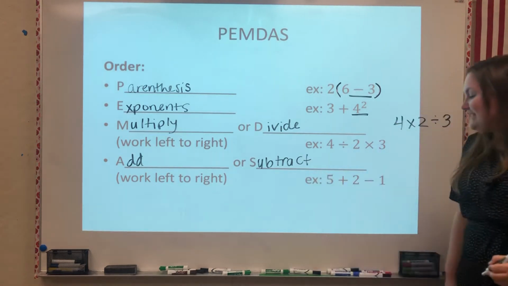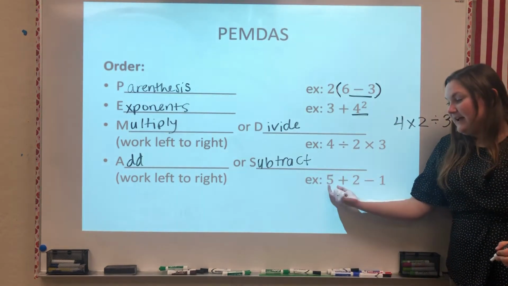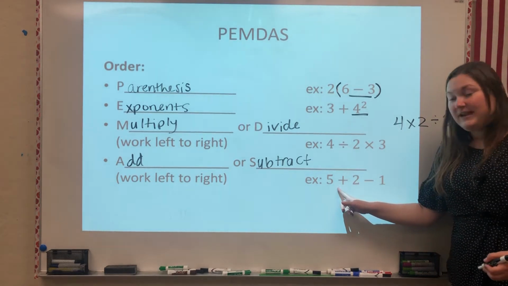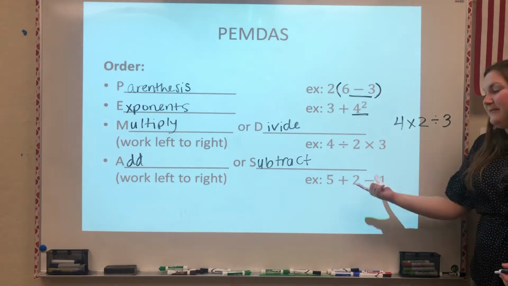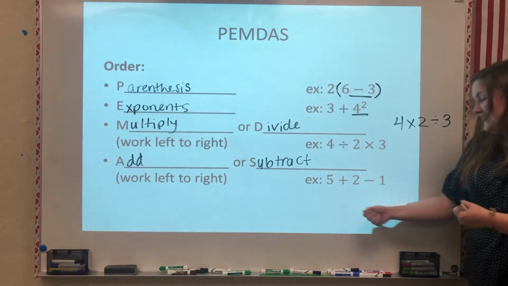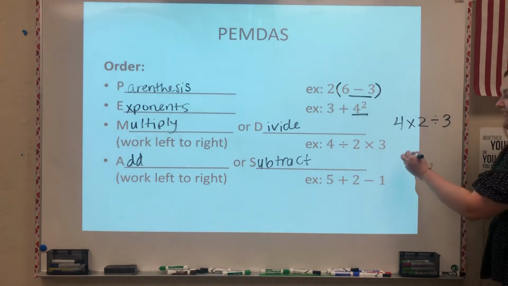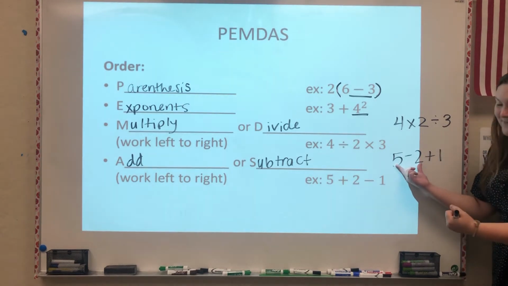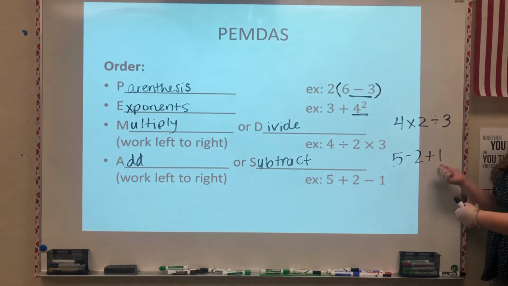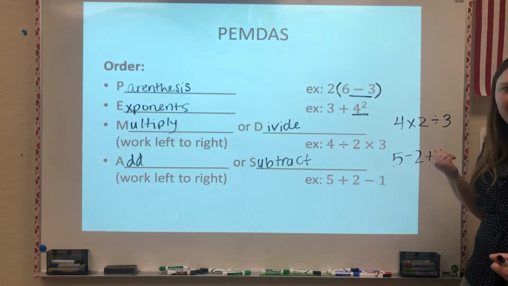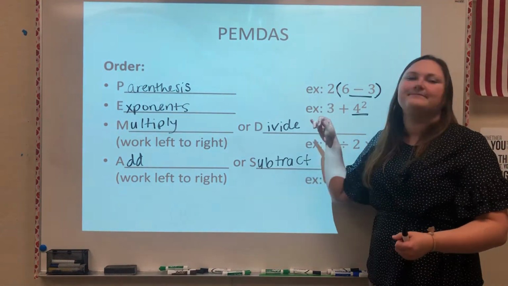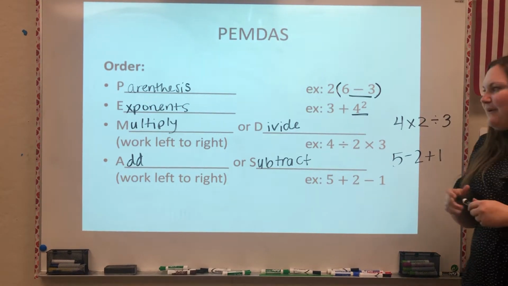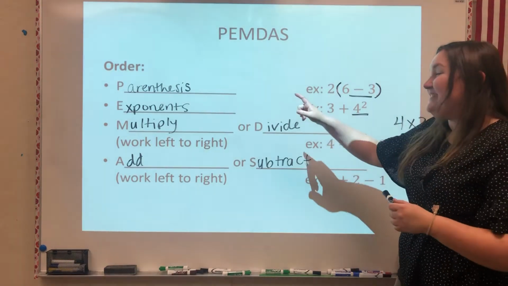It's the same idea in this problem here. If I'm going from left to right, the addition comes before the subtraction. So here I would start with addition, get my answer, and then subtract. If I had changed that around like this, then the subtraction would happen first. I would get an answer and then add. So you're always just going left to right if you have both of these or if you have both of these.